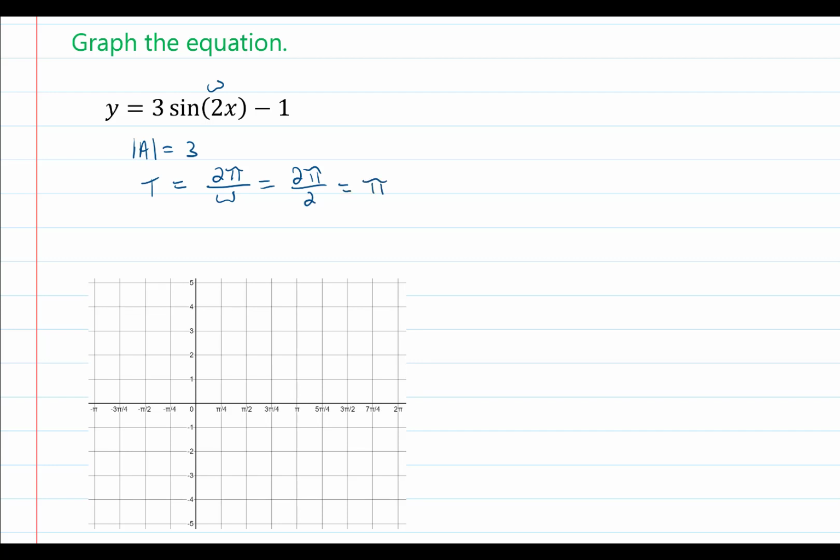So this represents a horizontal compression of the period. No longer is it at a distance of 2 pi, but now it's a distance of pi. Again, that's a horizontal compression. The last transformation that we have in this problem is a constant of -1, which as we discussed represents a vertical shift down 1 unit.